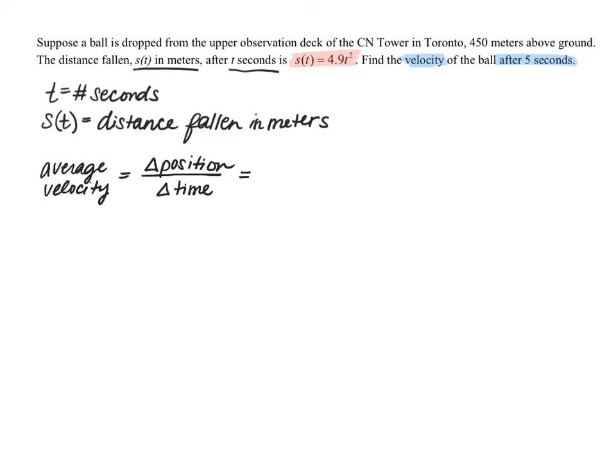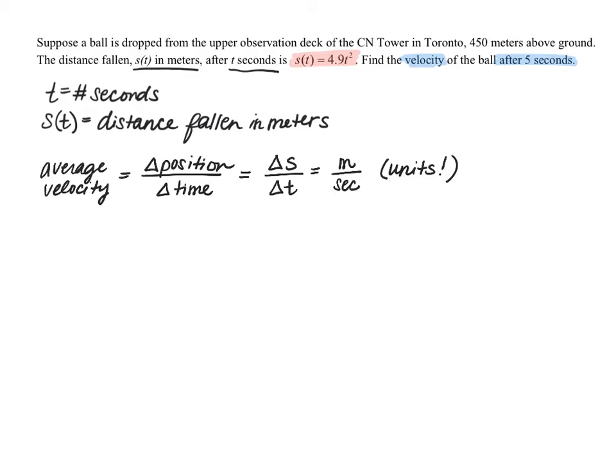So average velocity is the change in position, in this case that's s, divided by the change in time. And I like to add the units here because s is the distance fallen in meters, so the change in s will be measured in meters, and the change in time is measured in seconds. That gives us an overall velocity unit of meters per second, because sometimes the units can really help you figure out the meaning of what you're trying to find. So the velocity is going to be measured in meters per second.